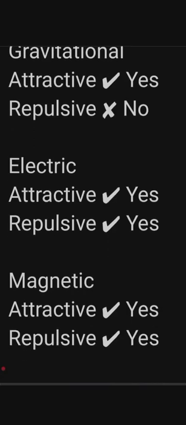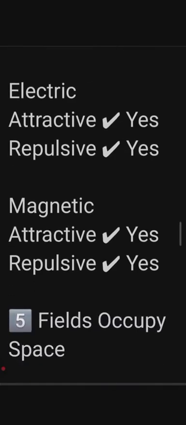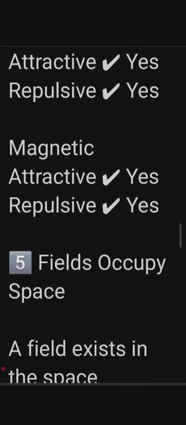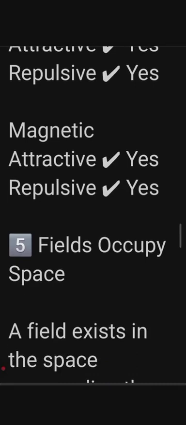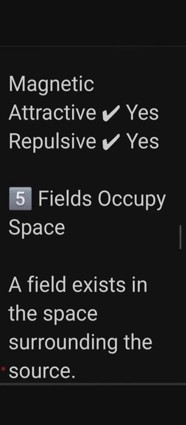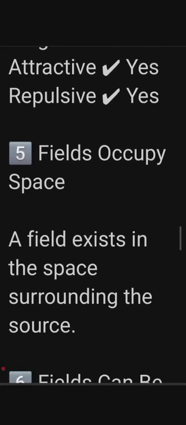An electric field is both attractive and repulsive. So electric field acts in two directions. It can attract objects, it can also repel objects. So when unlike charges are brought near each other, they attract each other. When like charges are brought near each other, they repel each other. Magnetic field is also both attractive and repulsive. Magnetic field also works in two directions. It attracts and then repels.